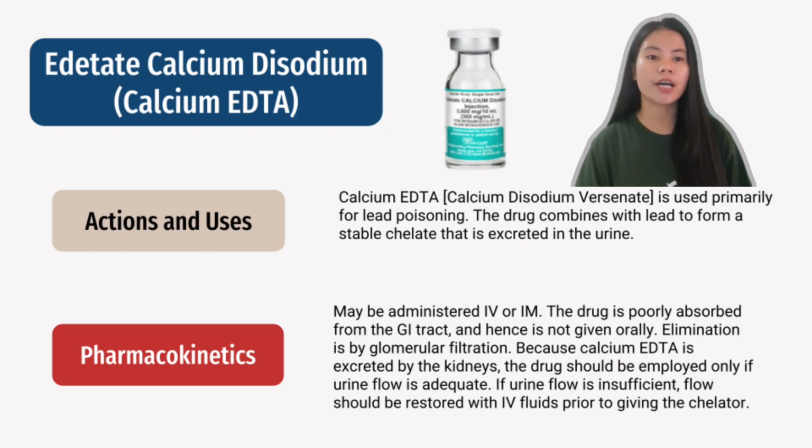So elimination is by glomerular filtration. Because calcium EDTA is excreted by the kidneys, the drug should be employed only if urine flow is adequate. So if the urine flow is insufficient, flow should be restored with IV fluids prior to giving the chelator.